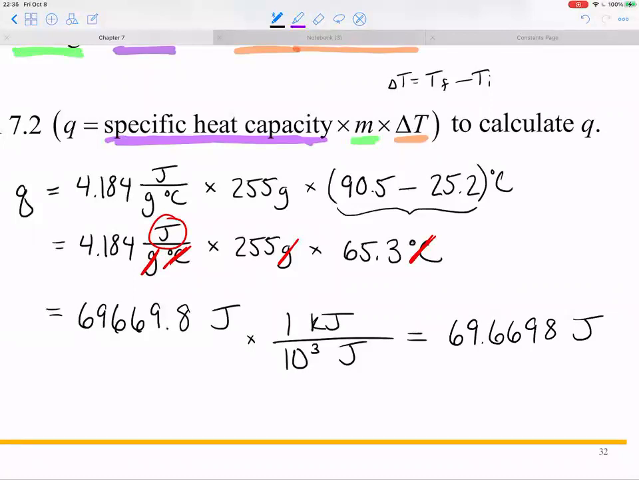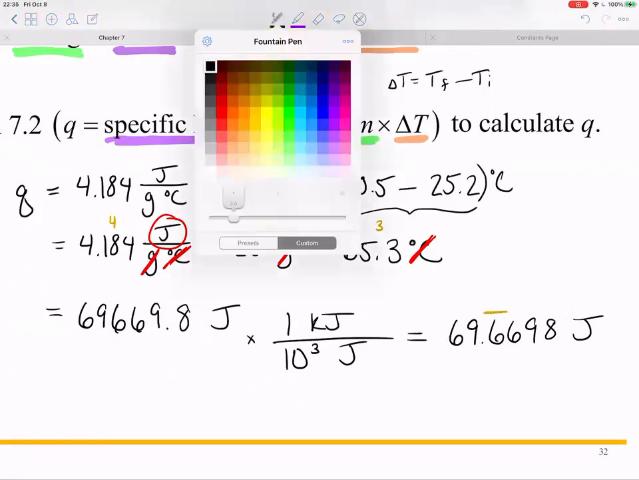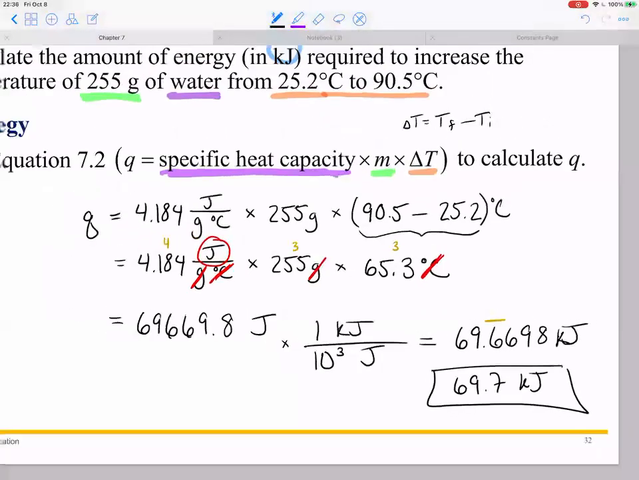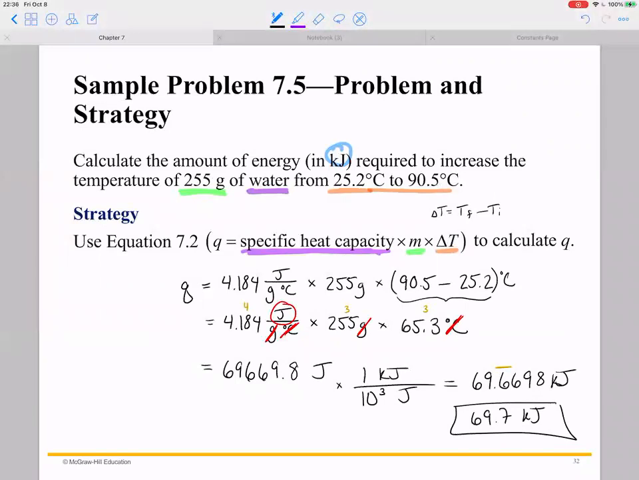And then the last step is sig figs, right? So remember the rules for multiplication for sig figs. You're going to figure out how many sig figs each number has. I got 3 here, 3 here, and 4 in my specific heat. So that means my answer should have 3 sig figs. So my final answer here would be 69.7 kilojoules. That's my final answer. So it would take 69.7 kilojoules to heat 255 grams of water by 65.3 degrees Celsius, or from 25.2 to 90.5.